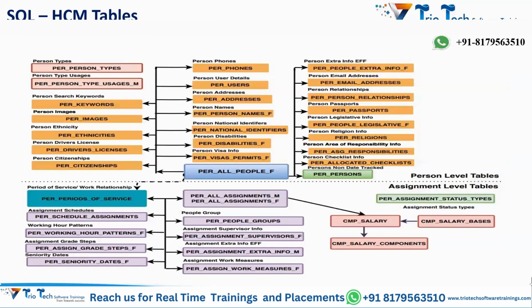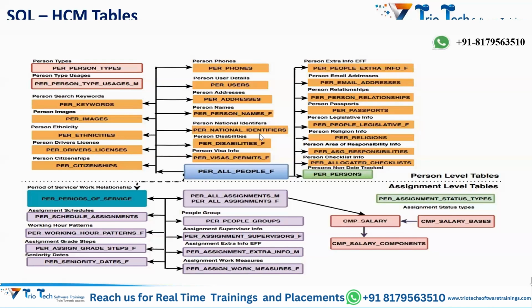Guys, we should be majorly focusing on writing the SQL queries. To do that, try to understand that for any employee who is part of the organization, the first table that gets populated with employee related details is in the center. That is PER_ALL_PEOPLE_F. This is the main table, and it has multiple sub tables which are directly connected with this particular table.